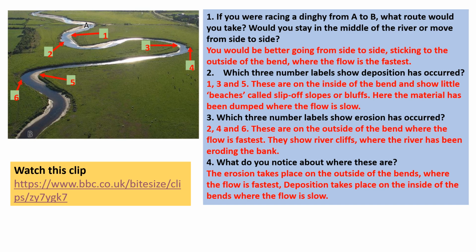Question 3. Which three number labels show erosion has occurred? Well, here you should notice that it's 2, 4 and 6. These are on the outsides of the bend where the river is flowing deepest and fastest, and they are eroding what we call river cliffs. It's like the steepest way into the river.